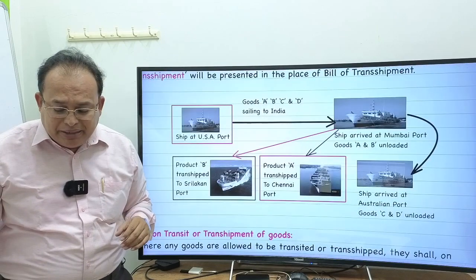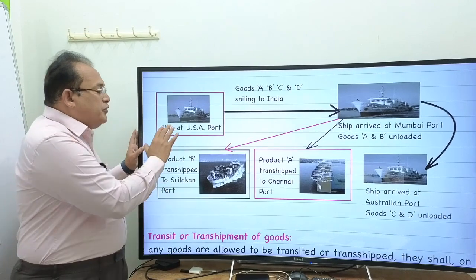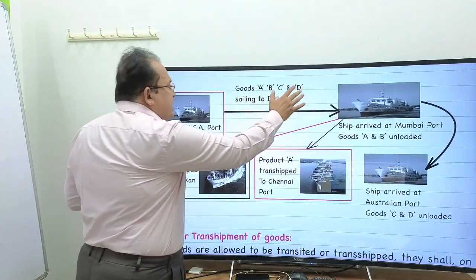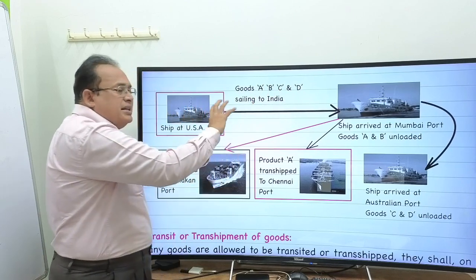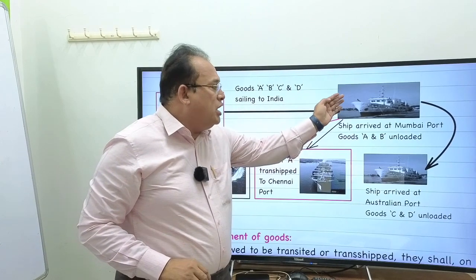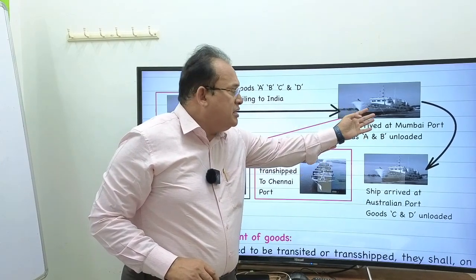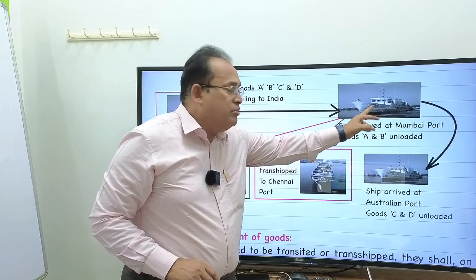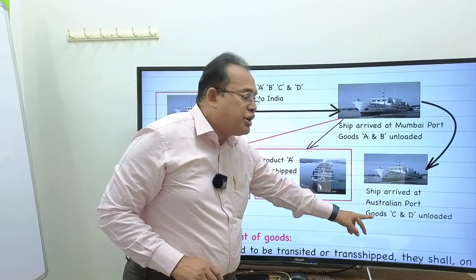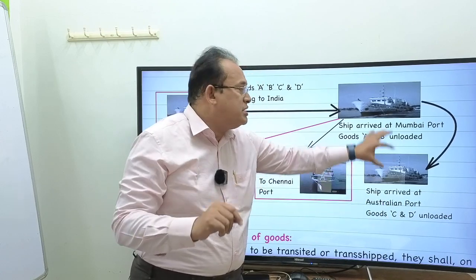Transshipment of goods means, I will present here: from USA port, A, B, C and D goods are sailing in a vessel or ship, which reaches Mumbai port. A and B are unloaded, and further that vessel with C and D in the same ship reaches the Australian port. C and D are called transit goods in India.